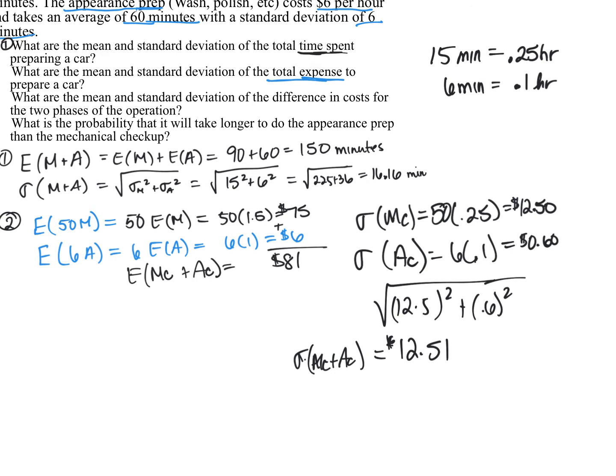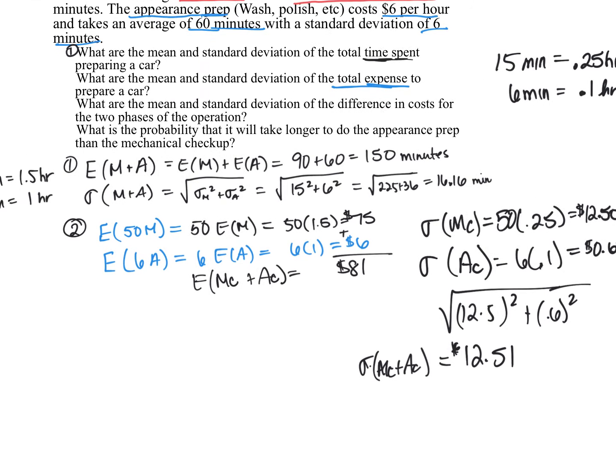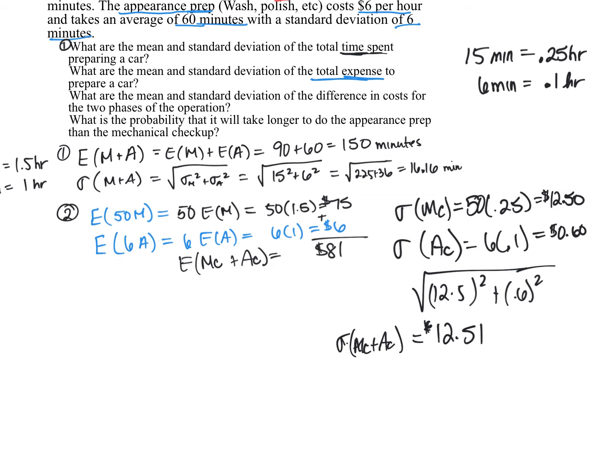We expect it to cost $81 on average with a standard deviation of $12.51. Okay. What are the mean and standard deviation of the difference in the cost for the two phases of the operation? How is the mean and standard deviation different when we subtract? I want the expected value of mechanical checkup cost minus the appearance prep cost. That's subtracting the means.